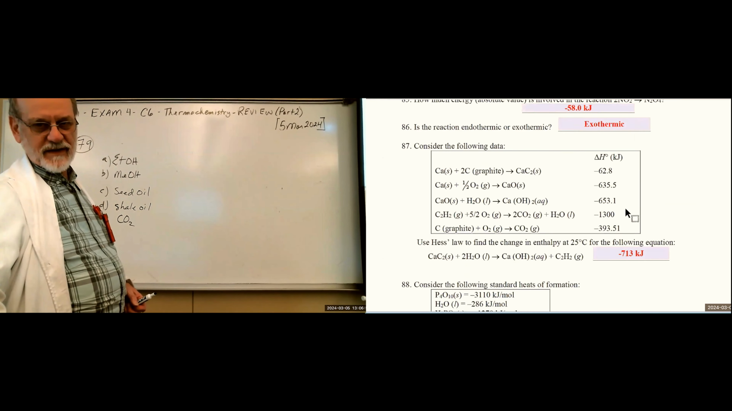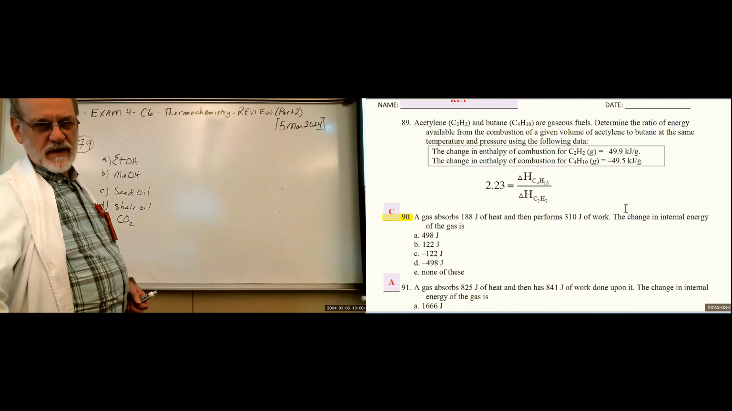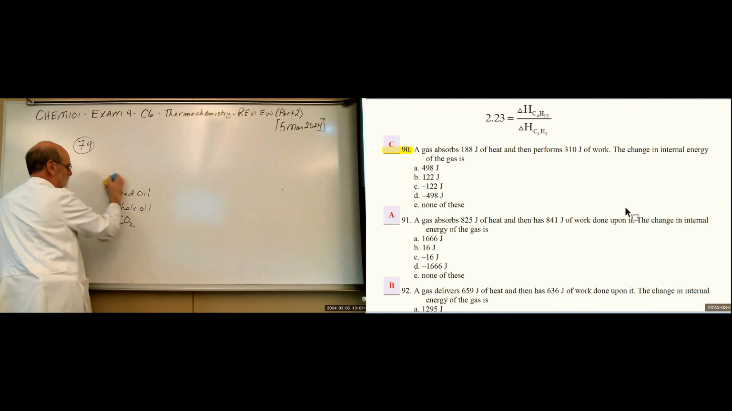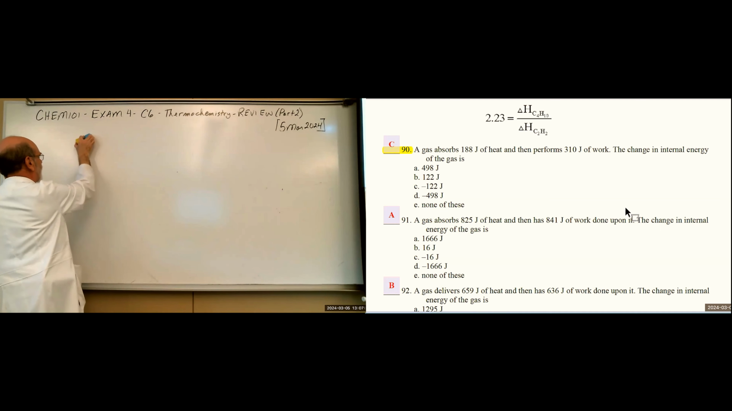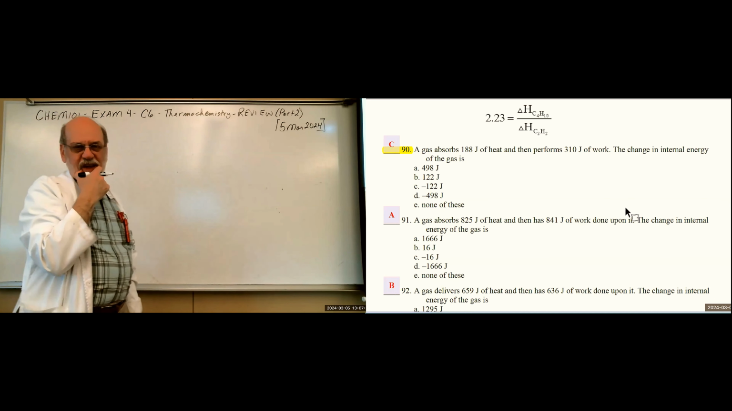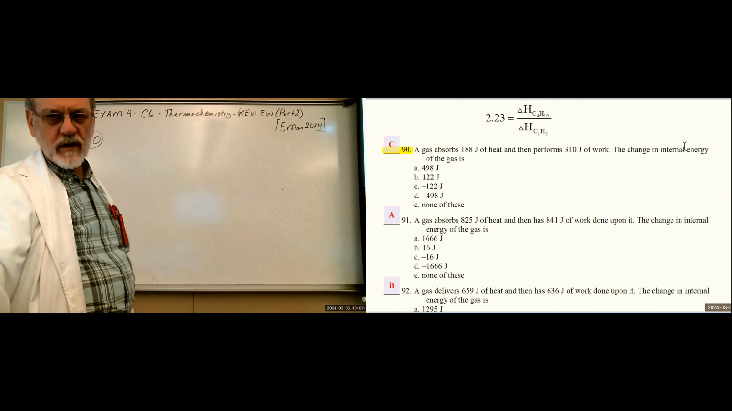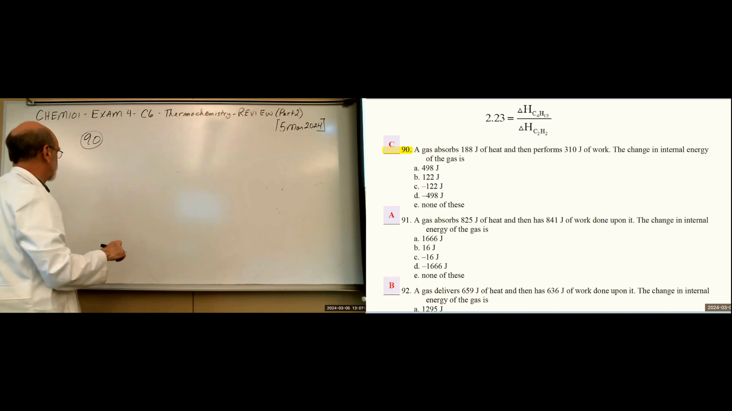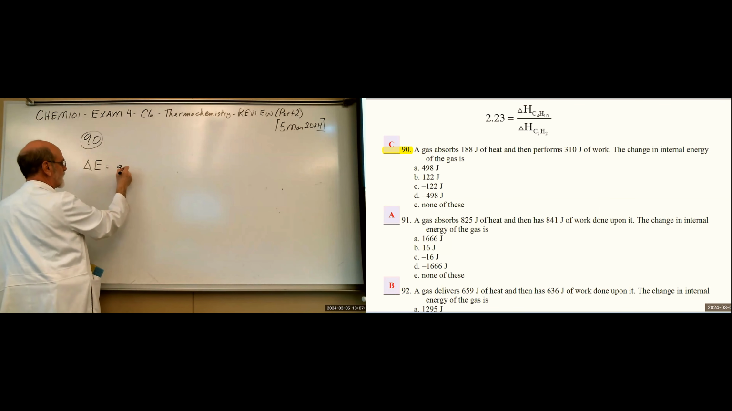All right. And we got some of those fill in the blanks in there. How about this one? Number 90. A gas absorbs 188 joules of heat and then performs 310 joules of work. And the change in internal energy of the gas is what? Okay, we need our definition of internal energy. It's heat plus work.